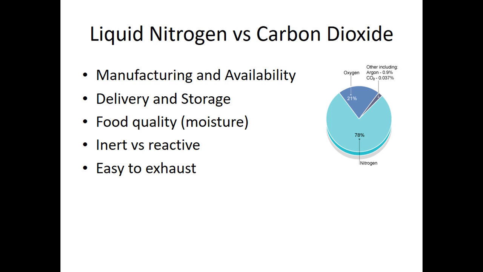Liquid nitrogen is chemically inert, so it doesn't affect the food at all, whereas carbon dioxide is fairly reactive and toxic, which is not good in the case of food processing. Liquid nitrogen is also easy to exhaust compared to carbon dioxide, which can lead to the formation of dry ice if it gets out.